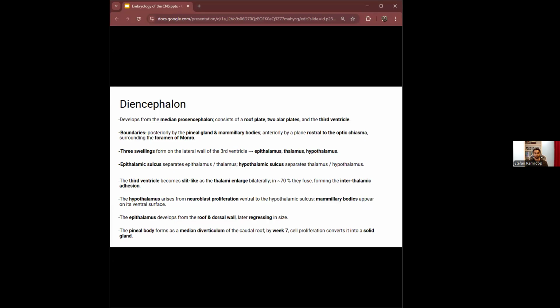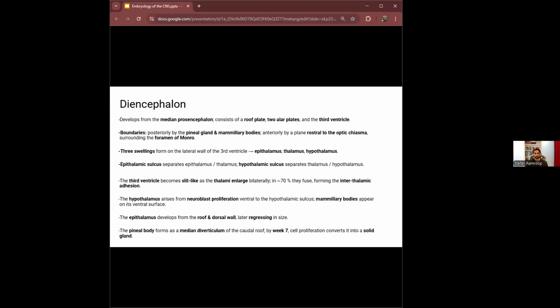You're going to have two grooves mark their separation: the epithalamic sulcus, which divides the epithalamus and thalamus, and the hypothalamic sulcus, which separates the thalamus from the hypothalamus. As the thalami enlarge on both sides, the third ventricle becomes slit-like, and in roughly 70% of embryos, the thalami fuse across the midline to form the interthalamic adhesion.